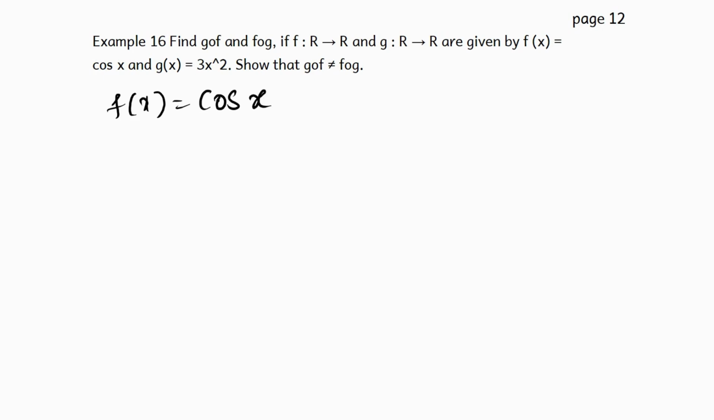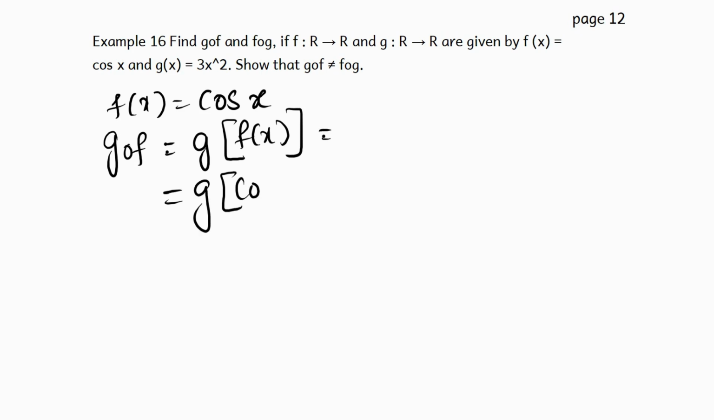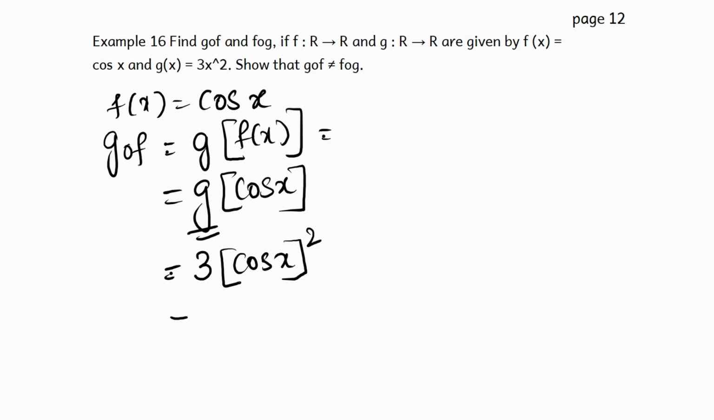So f(x) is equal to cos x. Now the formula for the composition g∘f is g(f(x)). So substitute the f(x) value inside the bracket, that is cos x. What is the function g? g is 3x². So instead of x in g(x), we have cos x. Substituting this in 3x², we get 3 cos² x.